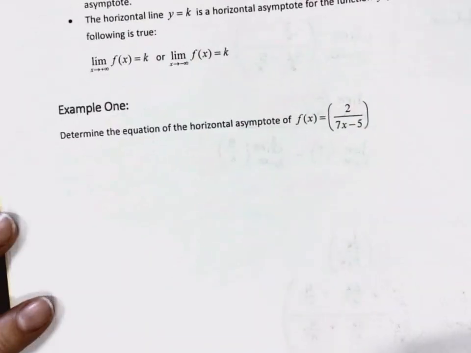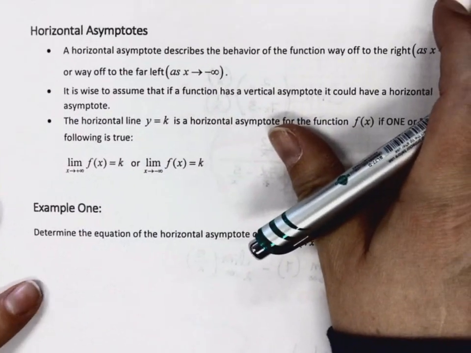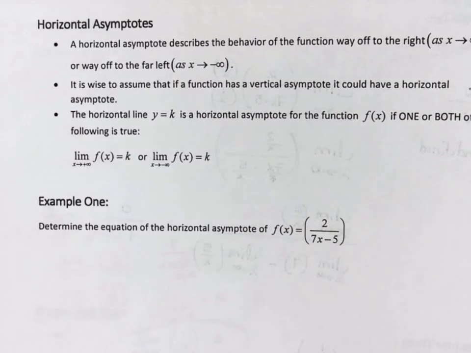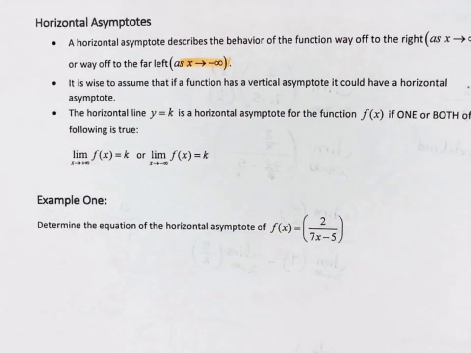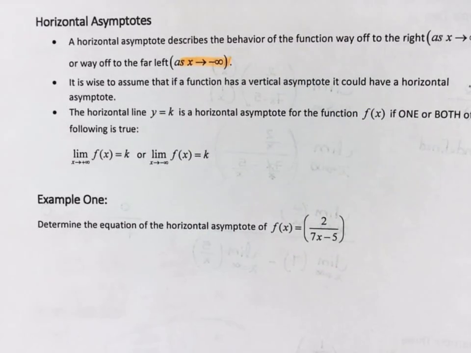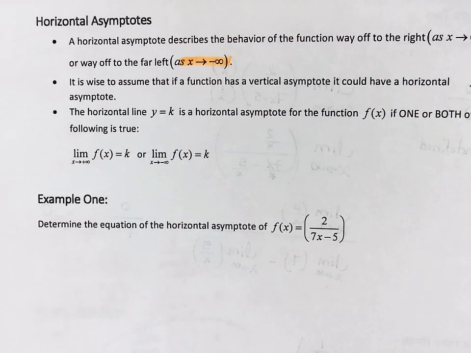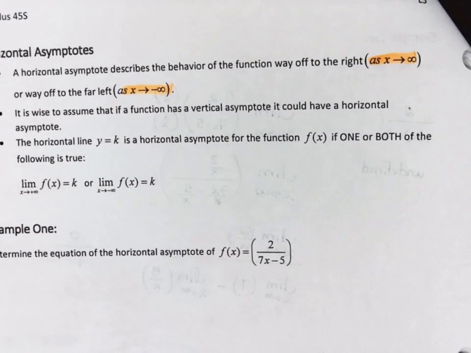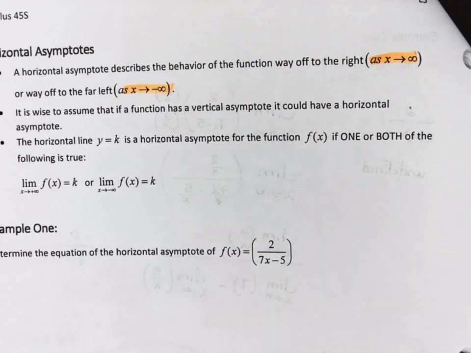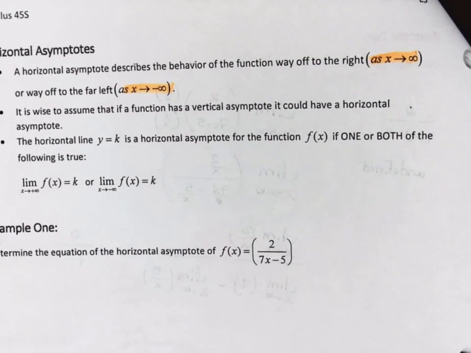I think I already covered this. So when we're looking for horizontal asymptotes, we know that that happens when we're looking at x approaching infinity. That's going to give us our horizontal asymptote. Sorry, I only highlighted one of them. It could be negative infinity, or it could be positive infinity. Non-permissible values are going to be your vertical asymptotes.